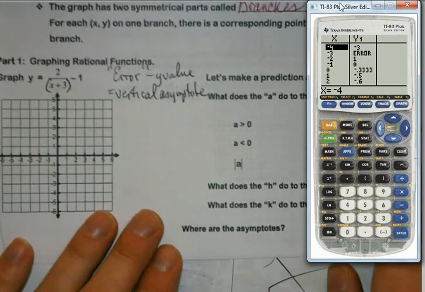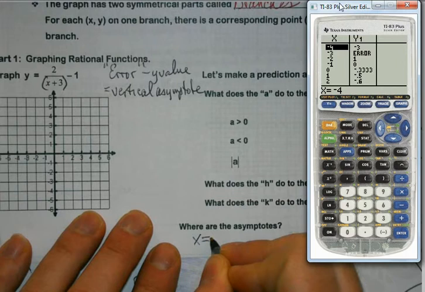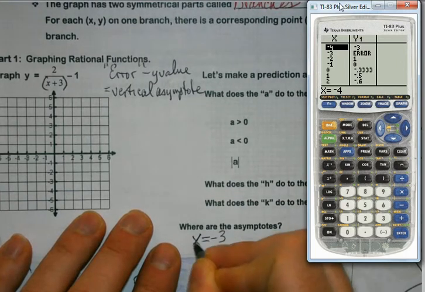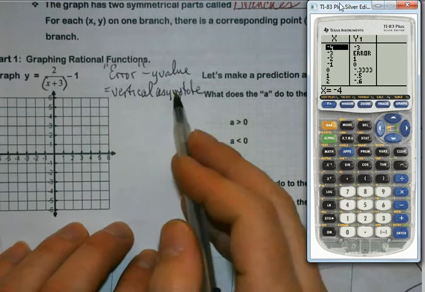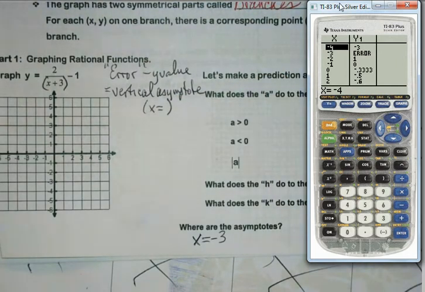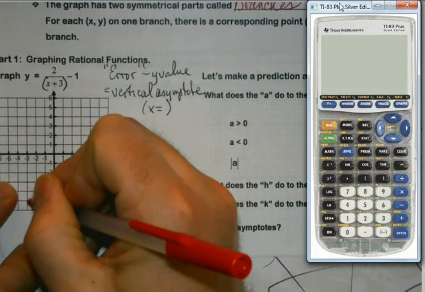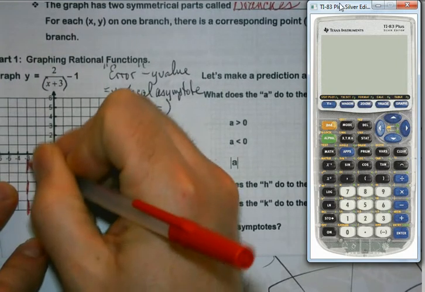So when it asks me, you know, where are the asymptotes, here's the thing again that's tricky. Vertical asymptotes are x equals. You're like, but the y value is error. I get it, I know. But that means that's where the spot that my y value can't be for this one. So I've got an asymptote at x equals negative 3.